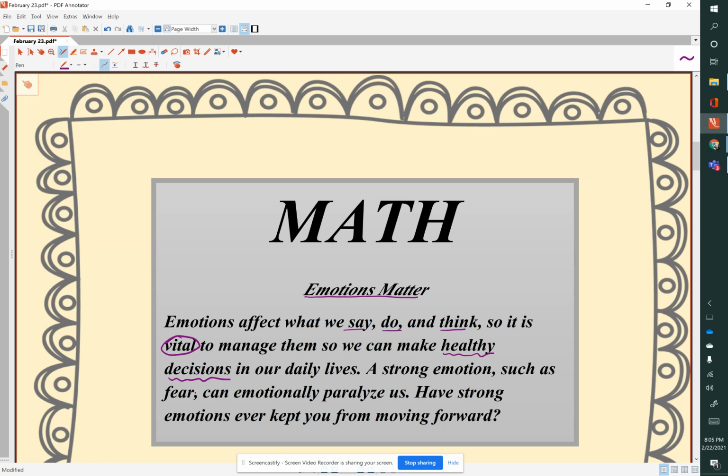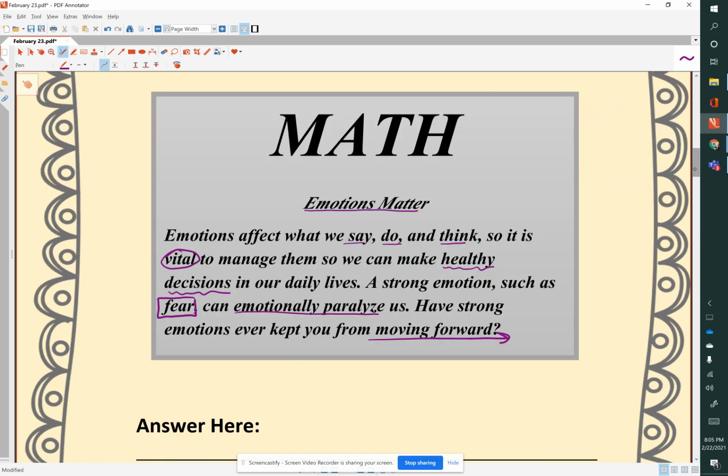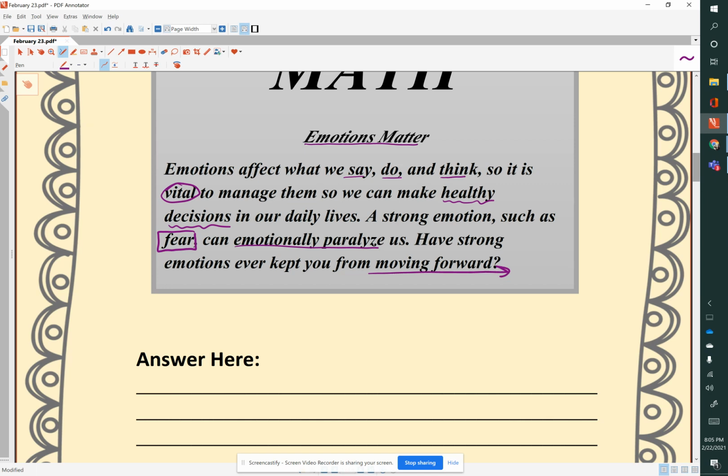Now, a strong emotion such as fear can emotionally paralyze us, can really get us frozen and stuck in place. Have strong emotions ever kept you from moving forward? I know that when I'm really concerned that I do something well, I can get kind of paralyzed with fear, and it stops me from getting the job done. It enables me to get distracted. I focus on something else rather than the project I should be doing, and it's the very thing I'm afraid of that I should be working on. So I'm sure you have strong thoughts about that. So answer that here, please.